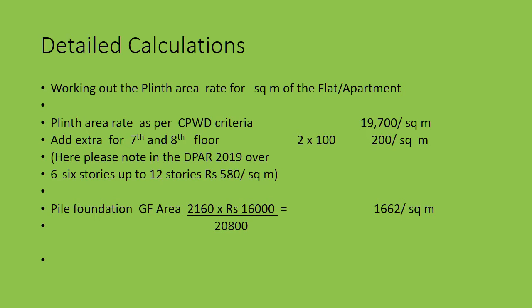Detailed calculations. Working out the plinth area rate per square meter for the flat or apartment. Plinth area rate as per CPW criteria is 19,700 per square meter. Add extra for the 7th and 8th floor. 2 into 100 is equal to 200 per square meter. Here please note, in the plinth area 2019, over 6 stories up to 12 stories is 580 per square meter. This has been changed in the specifications for 2020.